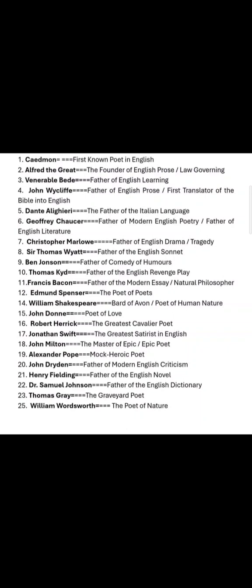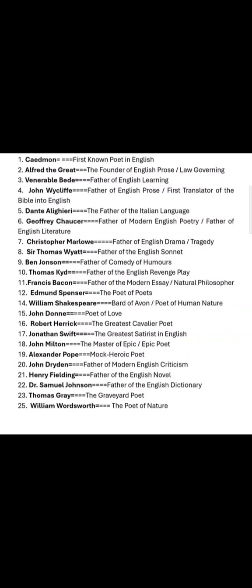John Milton, master of epic. Alexander Pope, mock heroic poet. Important question: who is known as the mock heroic poet? Alexander Pope. John Dryden, one of the important questions, is the father of modern English criticism. Henry Fielding, father of the English novel. Tom Jones is his finest masterpiece novel.